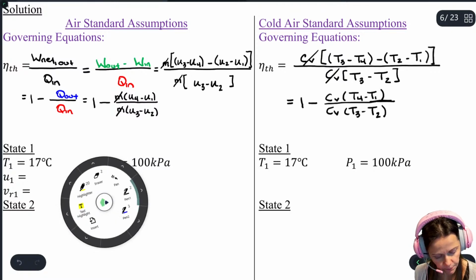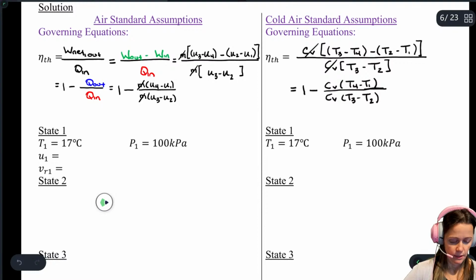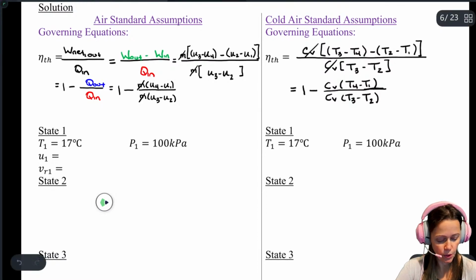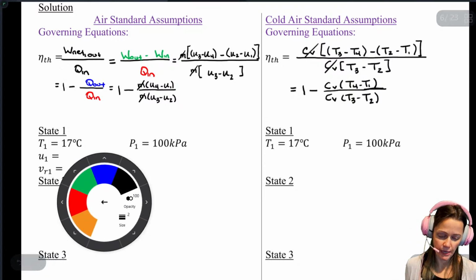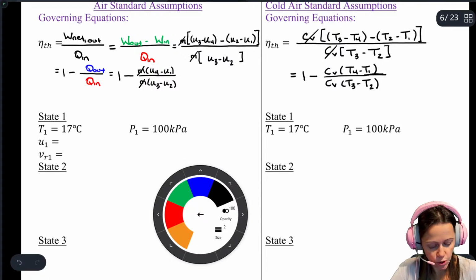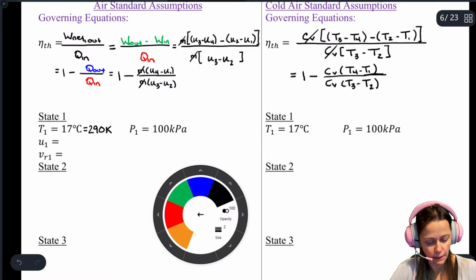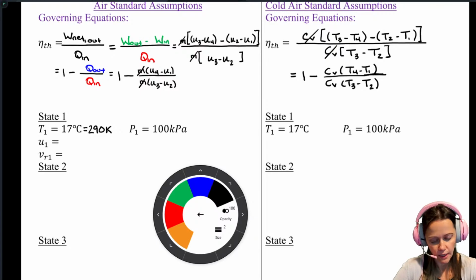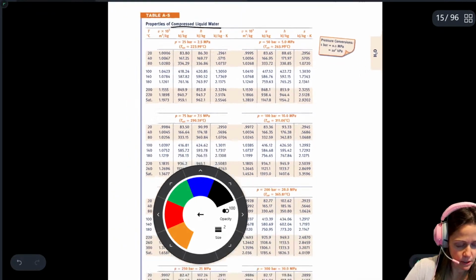All right, so let's see. I guess I've got to figure out all those temperatures, don't I? Temperatures and internal energy values. First things first, I'm going to have to rely pretty heavily on those ideal air tables. So 17 degrees C is 290 Kelvin, and I'm going to put it like that because my ideal air tables are organized in terms of that. So let's go ahead and go to those tables.